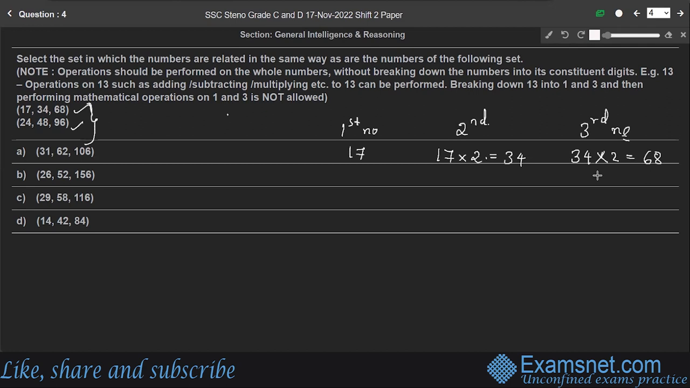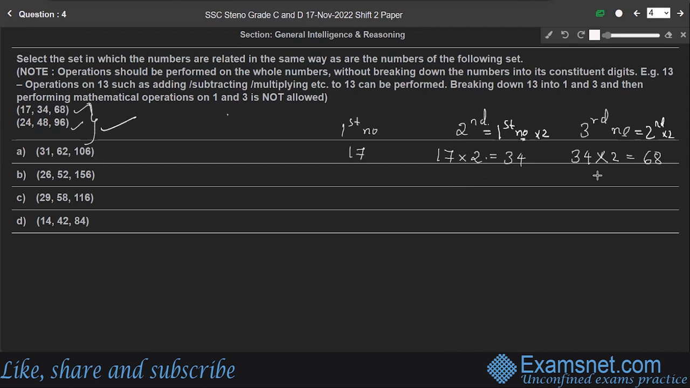Therefore, here the simple rule is: the first number is as it is, the second number is the first number into 2, right? Second number is nothing but first number into 2, and the third number is second number into 2. Very simple logic, right?